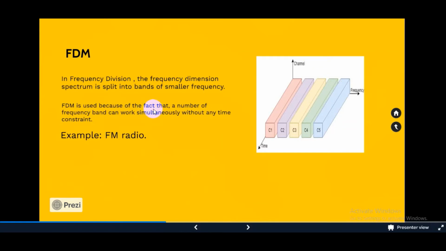FDM is used because a number of frequency bands can work simultaneously without any time constraint. Definitely. If I know at this particular frequency I'm going to receive the data, I can tune into that particular frequency and receive the data. The example being given is that of FM radio, for those who do not know how to use a radio.